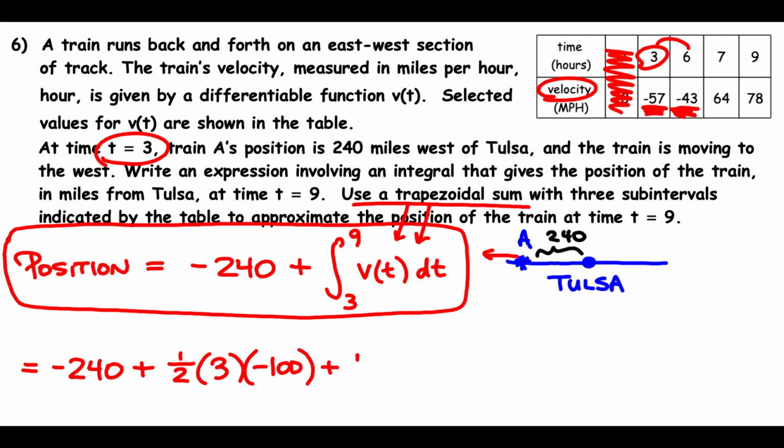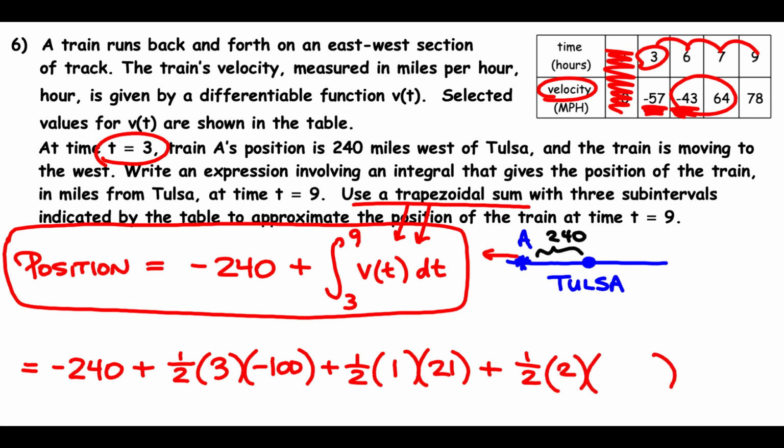The second trapezoid is 1/2 height. The height here is only going to be 1. You're going from 6 to 7. And that's going to be negative 43 plus 64. That ends up being 21. And then finally, we have one more to go. 1/2, 7 to 9. That's 2. And 64 plus 78. That's going to be 142.